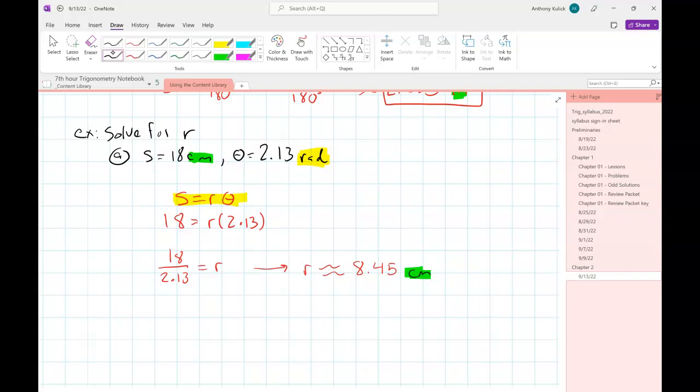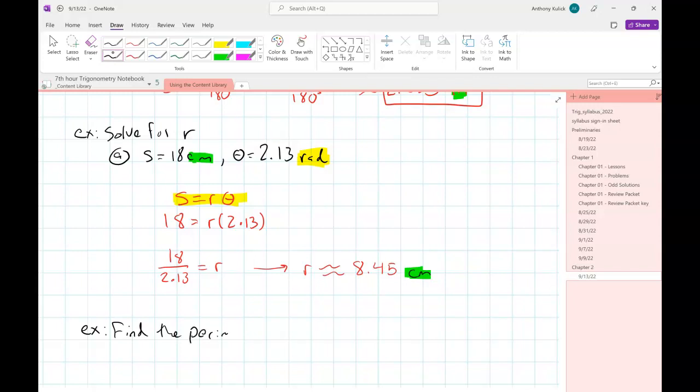Everybody's okay with the calculations we've done so far? These are pretty simple calculations so far, right? We're just using a formula and plugging stuff in. Let's do another example that's maybe a little bit trickier.